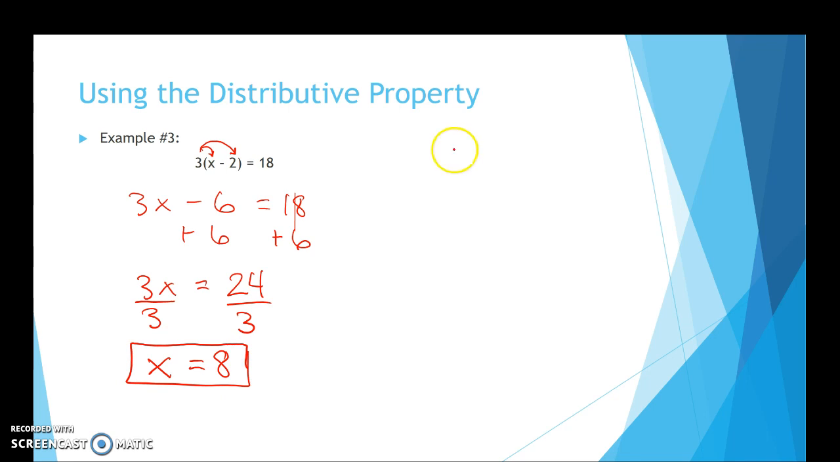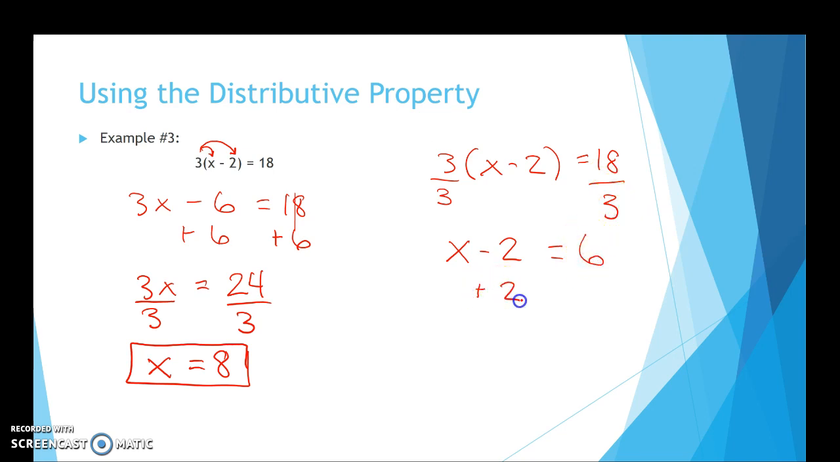Another way we could have solved this, if we rewrite the original 3 parenthesis x minus 2 equals 18, instead of distributing, we could actually divide 3 to both sides. So what I'm left with on the left side is x minus 2 equals, well, 18 divided by 3 gives me 6. And if I add 2 to both sides, 6 plus 2 gives me 8. So x equals 8, it means the same thing.